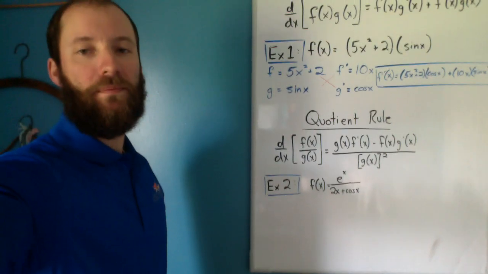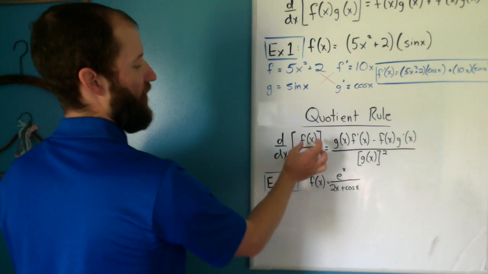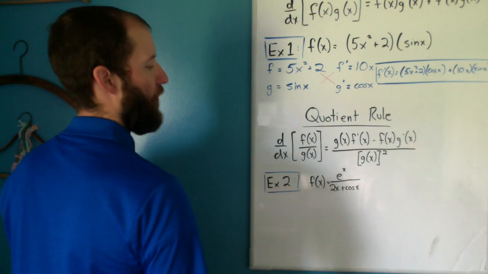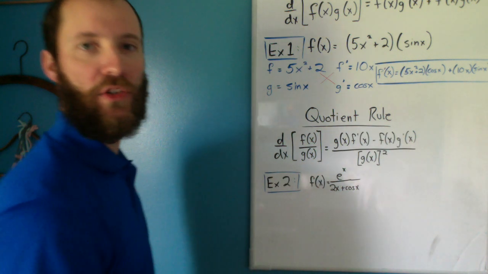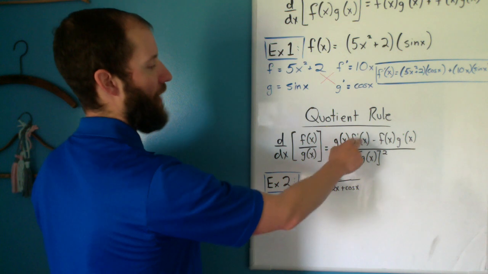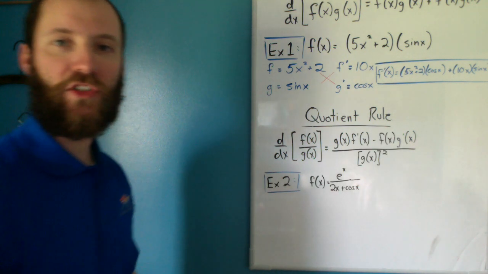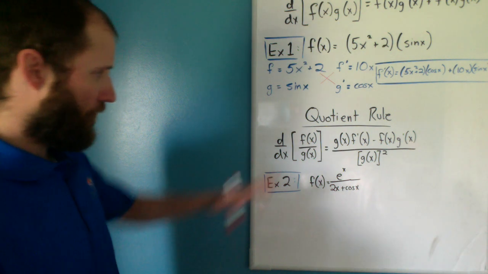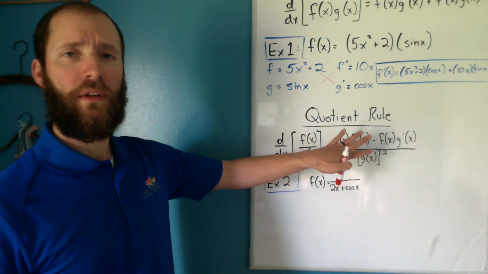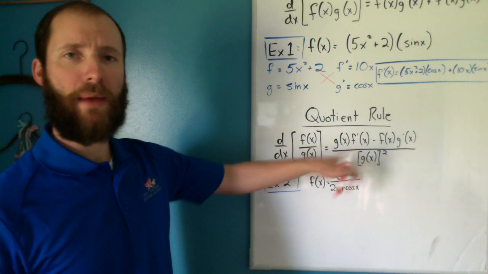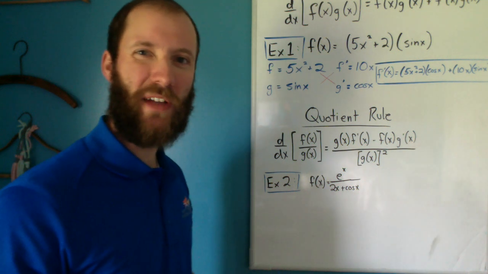Now, quotient rule. It's kind of the same thing. It is the derivative of a quotient, so a function divided by another function. This is what you need to do: G times F prime minus F times G prime, all over G squared. Now, here's the thing. You can memorize this formula, or you can do this cool kind of rhyme.